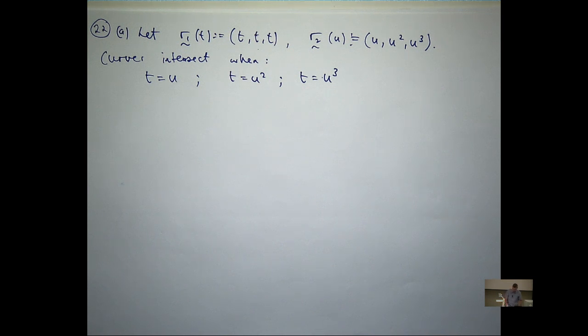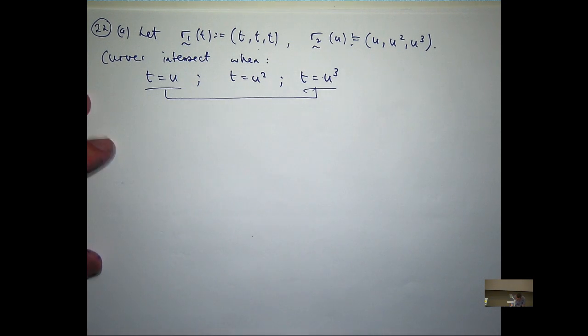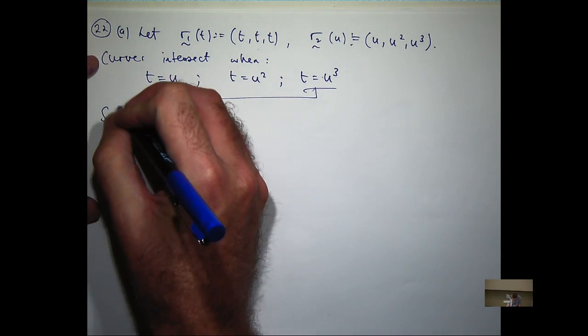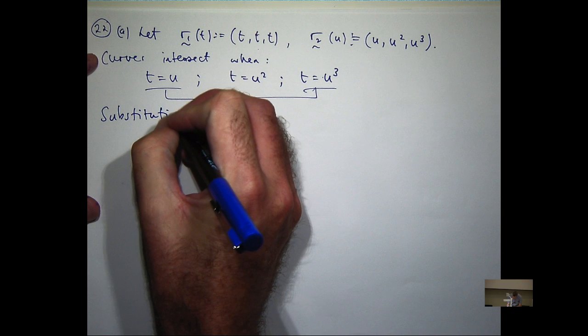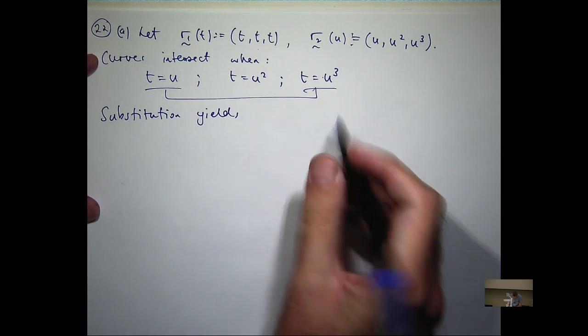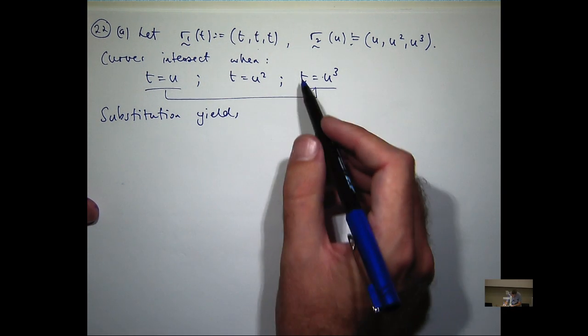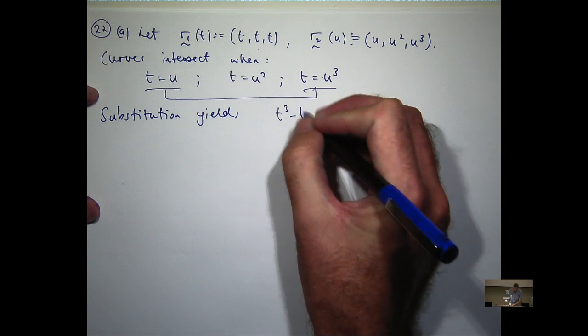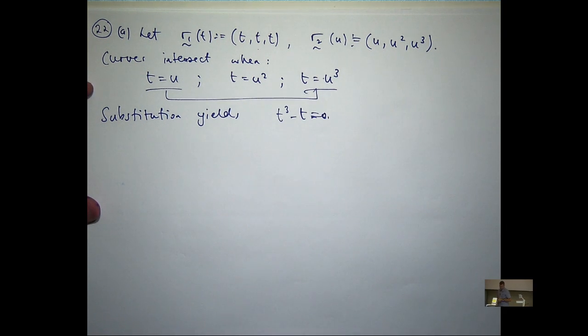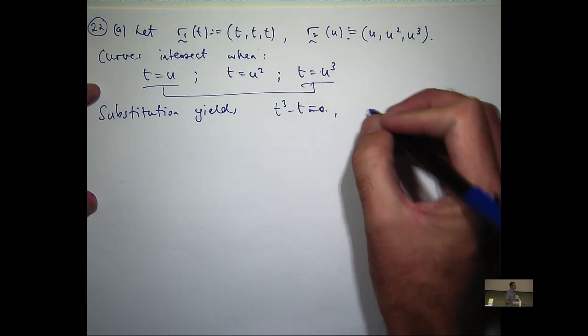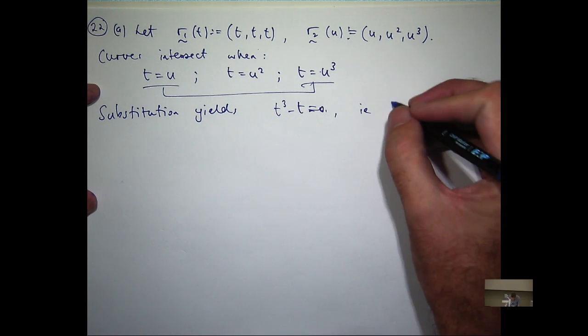From those equations, we've got to find some value of t and u. So what I'm going to do is use these two and make a substitution. I'll eliminate u. So I'll get t equals t cubed, so t cubed minus t equals 0. I can factorise that, take out a t and then factorise.